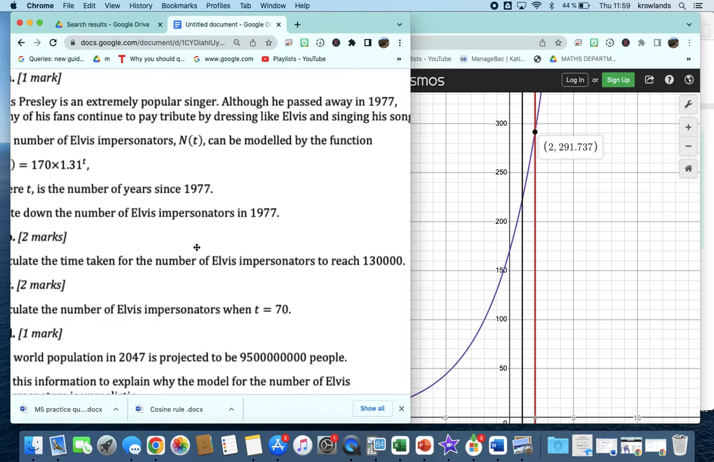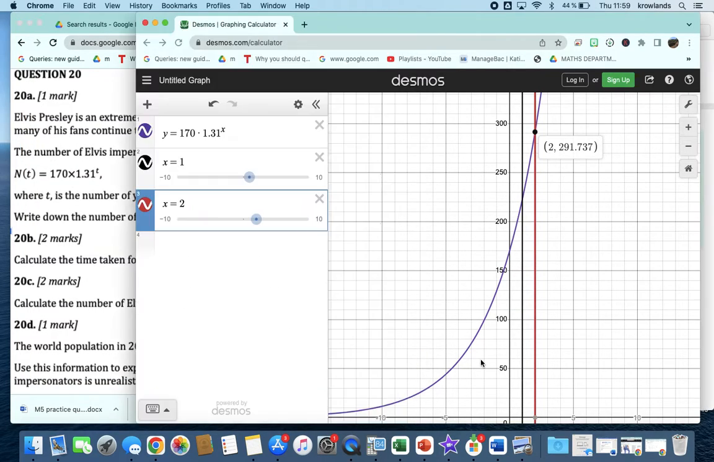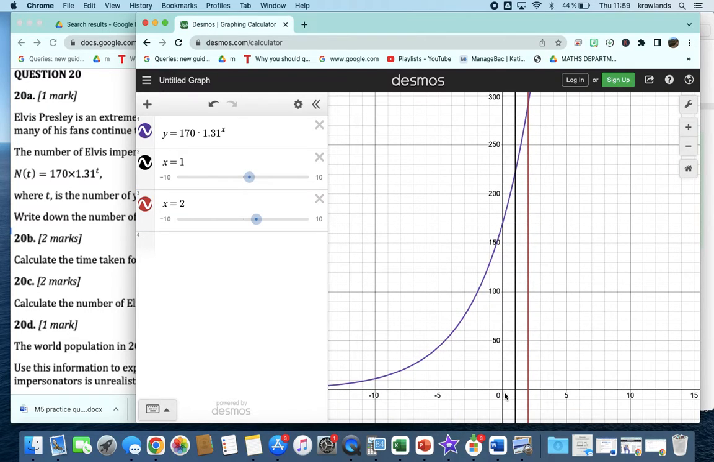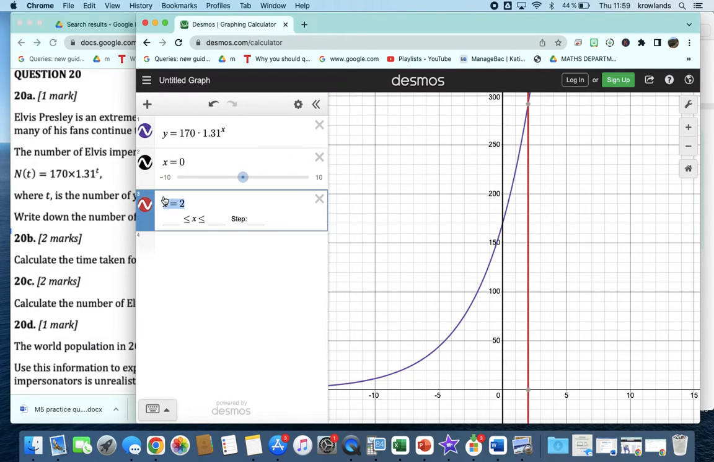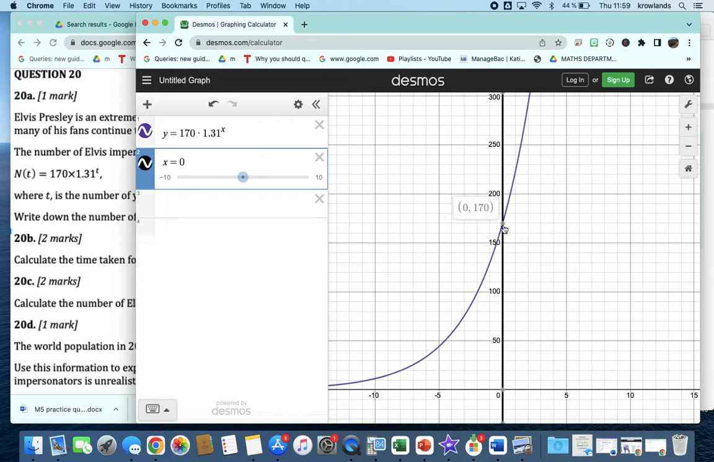So to answer the question, write down the number of Elvis impersonators in 1977. We know that's got to be at the start of the time period where t is equal to 0. So what you would do is you just put x is equal to 0 or t is equal to 0. You find where they intersect. You can see it's 170.